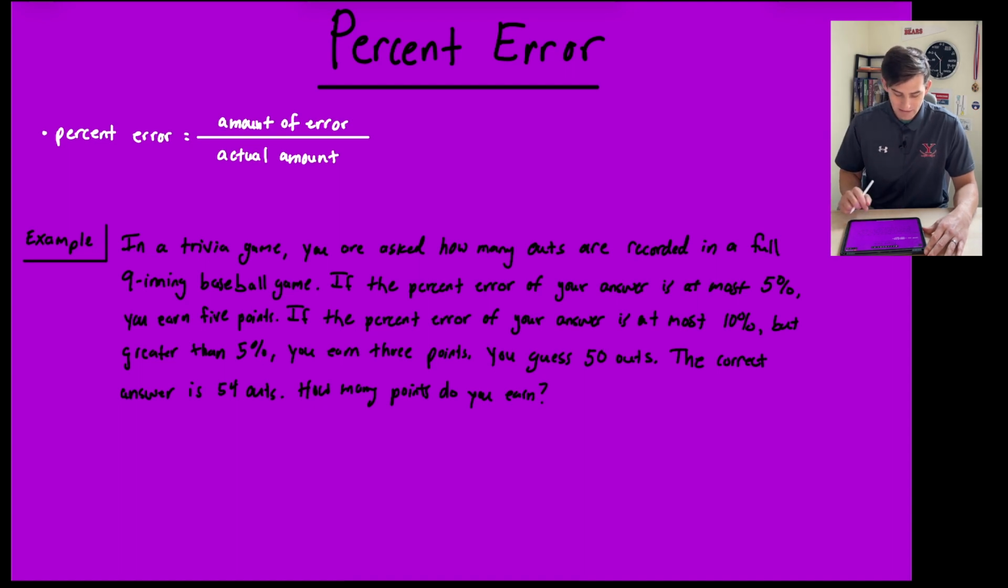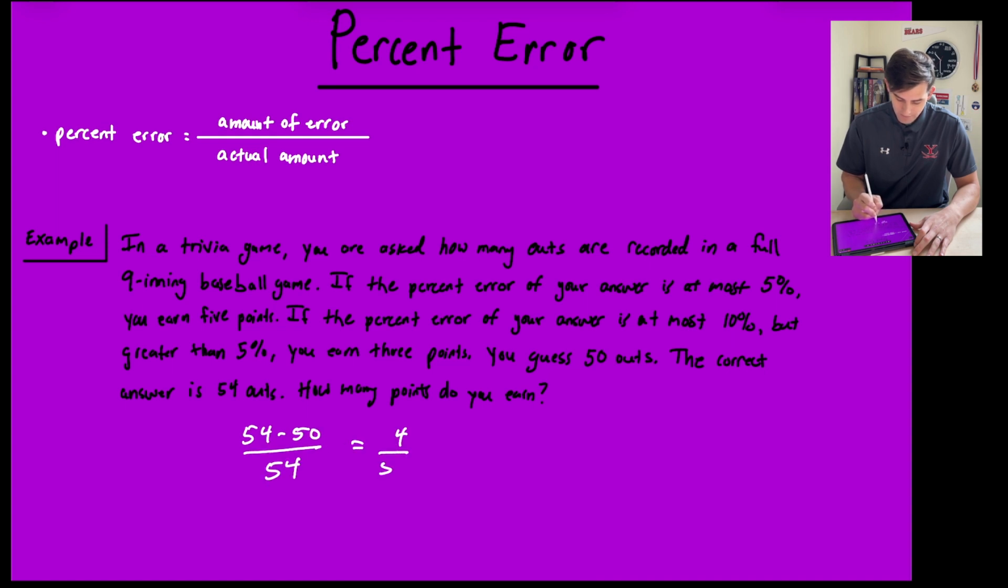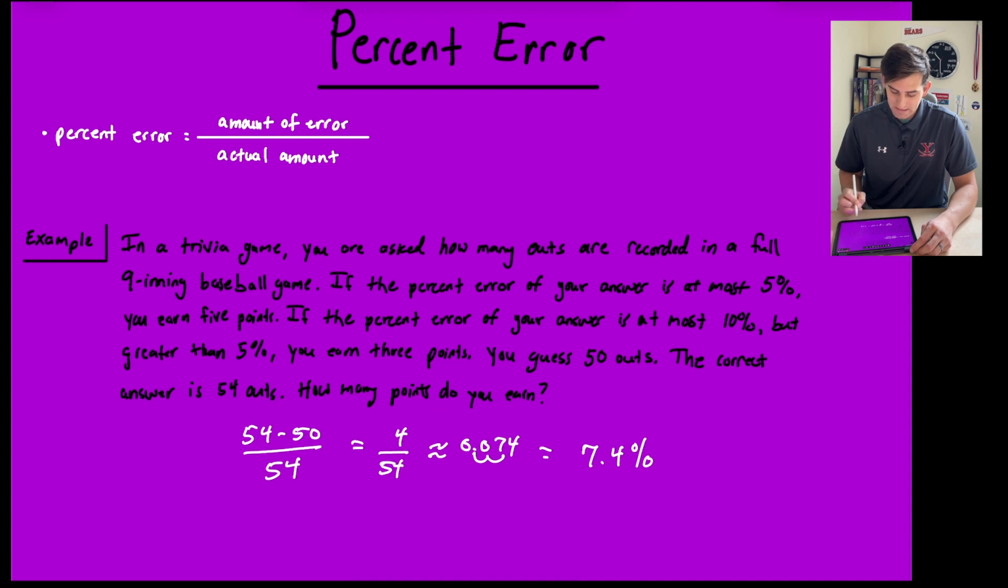Okay, so now what is our amount of error? Well, there are 54 outs. We guessed 50, and the actual amount is 54. So this would be 4 divided by 54. So when we do this, it's going to give us approximately 0.074, and so on and so forth. Okay, so now this is our decimal. Let's write it as a percentage by moving the decimal twice to the right. So we're going to say this is about 7.4%.